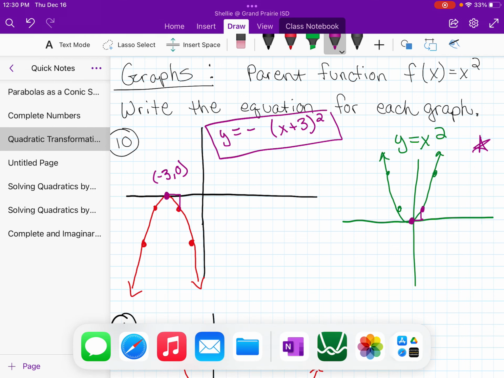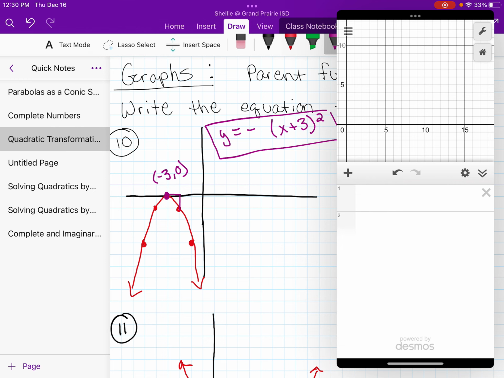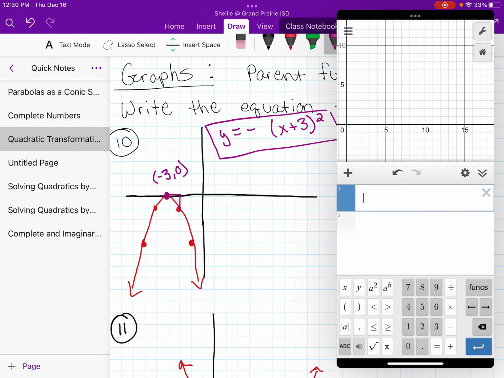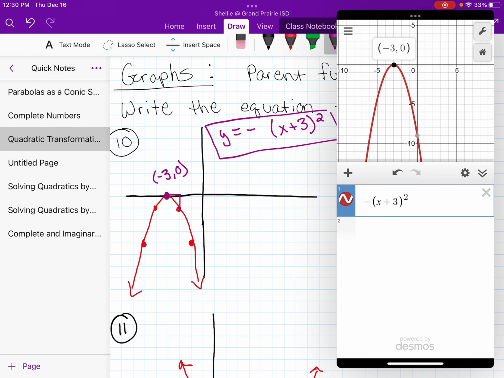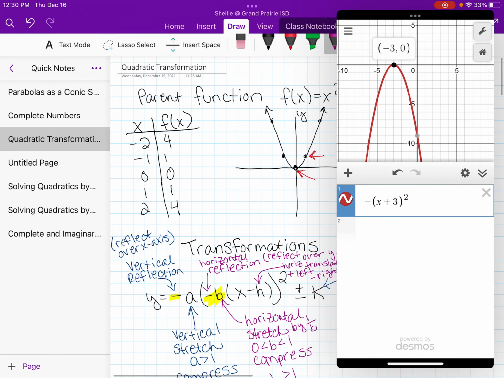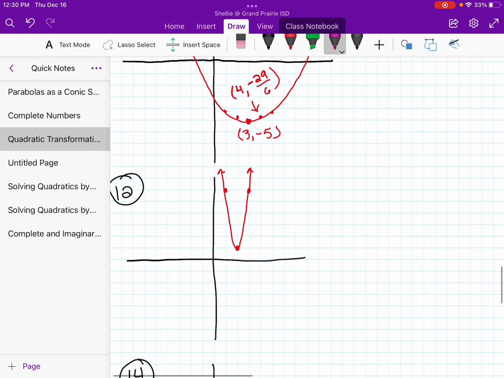So if we were to double check this, I would put this in Desmos and I would type in my equation, negative x plus 3, oh, not 2, plus 3, squared. And I'm going to have to move my graph over a little bit. You can see there it does match. It has that -3, 0, and so that is a match. Okay. Lost my place. Give me 1 second.